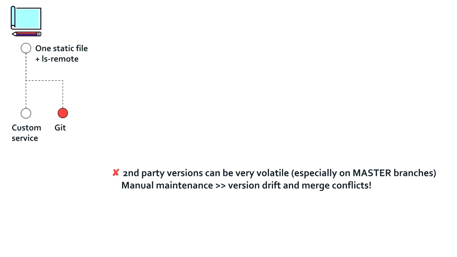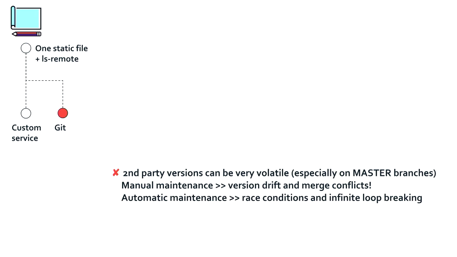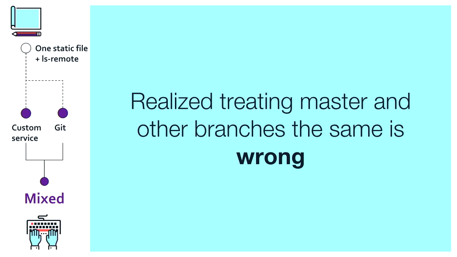Because let's say George and I go from the same commit. Now, we both change the same file, the same master versions. Now, when I go to commit after him, I have a merge conflict. So that's not really a viable option. But then you can say, you know what, let's automatically maintain it. But then we go back to the same original problem of race conditions and infinite loop breaking. So at this point, we realized that treating master and other branches the same is just wrong. And we need to somehow mix both solutions.